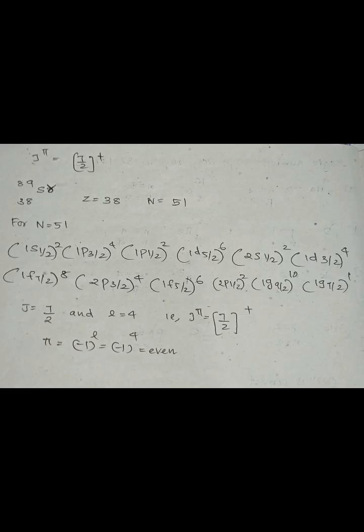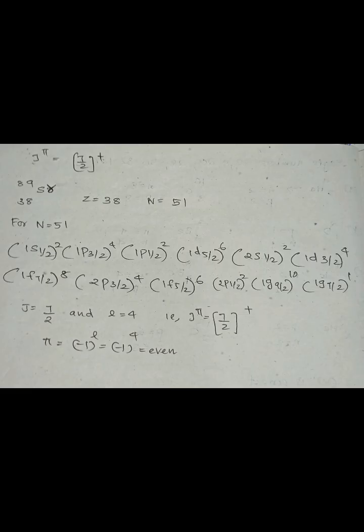Similarly for 38Sr89, we know Z is equal to 38 and N is equal to 51. So here the odd number is N is equal to 51. So for N is equal to 51, we can write 1s 1/2, 2; 1p 3/2, 4; 1p 1/2, 2; 1d 5/2, 6; 2s 1/2, 2; 1d 3/2, 4; 1f 7/2, 8; 2p 3/2, 4; 1f 5/2, 6; 2p 1/2, 2; 1g 9/2, 10; 1g 7/2, 1. So here the last nucleon is filled in the g orbit and has the j value 7/2.